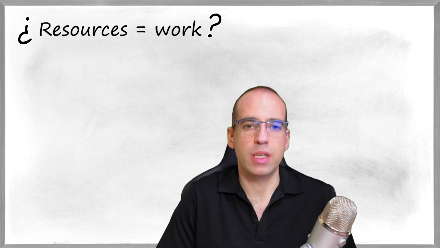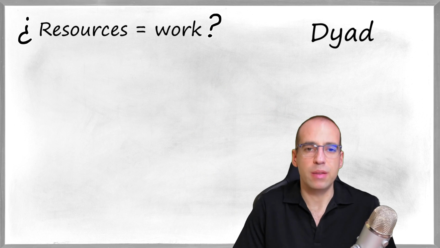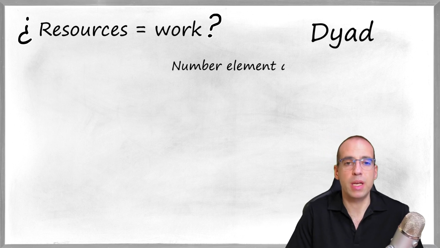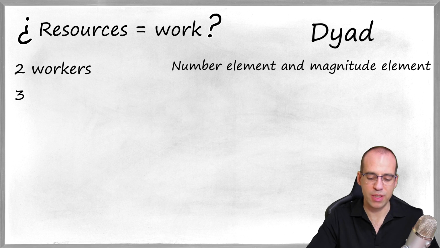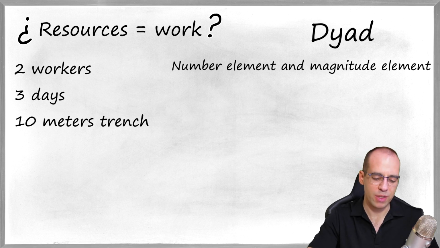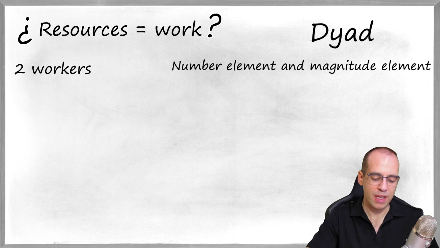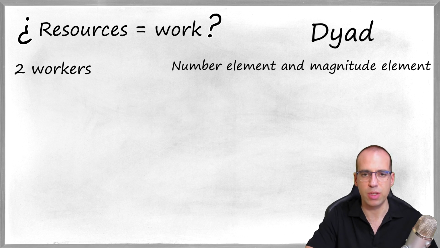To do this, I must emphasize what the concept of the dyad or of measurement is. It is composed of two elements, a number and the magnitude or dimensional element. For example, here we have three dyads, 2 workers, 3 days, and a trench of 10 meters. Let's look at the case of the dyad of 2 workers. This dyad is made up of the numerical element, which is 2, and the dimensional element or magnitude, which is worker, which is what gives physical meaning to that dyad. The 2, which is the numerical element, we know exactly what it means, that we have 2 units of those workers.